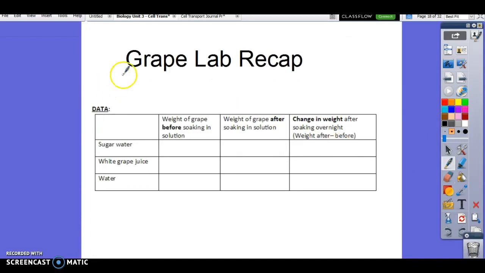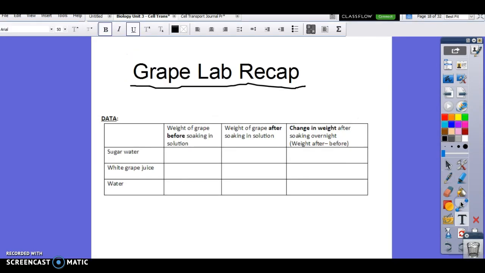So today I just wanted to recap a couple things with the Grape Lab, which you guys did all the way back on Wednesday. A lot of you did really well, but I wanted to go over how we knew if these solutions were hypertonic, hypotonic, or isotonic. A lot of you got different results, which is okay, but some of you probably got your grapes a little confused. That's why, when we do experiments, it's important to label everything correctly.